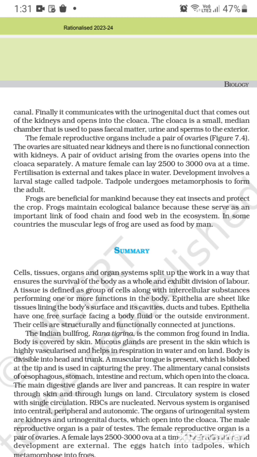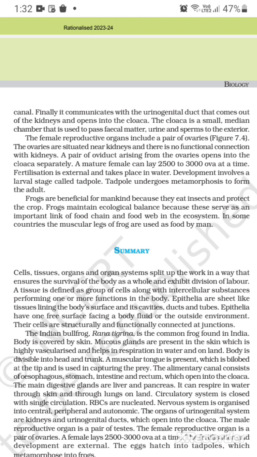Frogs are beneficial for mankind because they eat insects and protect the crop. Frogs maintain ecological balance because they serve as an important link of the food chain and food web in the ecosystem. In some countries, the muscular legs of frogs are used as food by man.